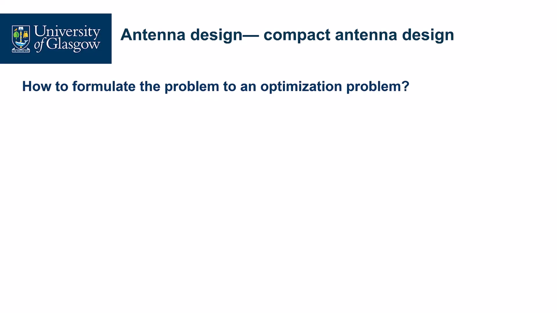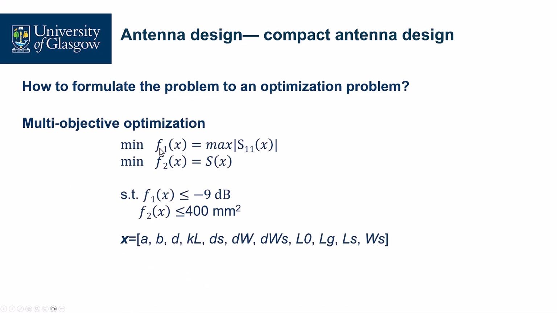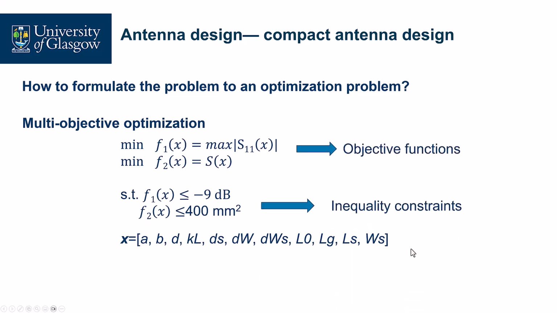It's multi-objective because for both F1 and F2, we want to minimize them, right? So two objectives. And they also have constraints. Both F1 and F2 are also objectives and also constraints, as we can see. So the problem can be formulated like this. The design variables are here, right? So we can see this is the problem.